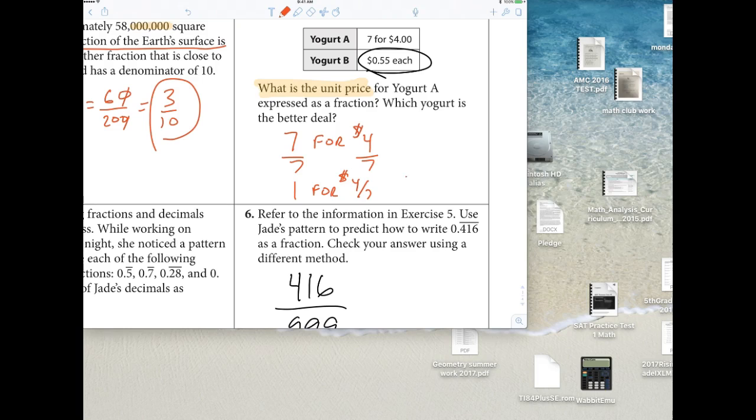So to write it as a decimal, 7 into 4.00, right? 7 goes into 40 how many times? 6, no. Good. Subtract.